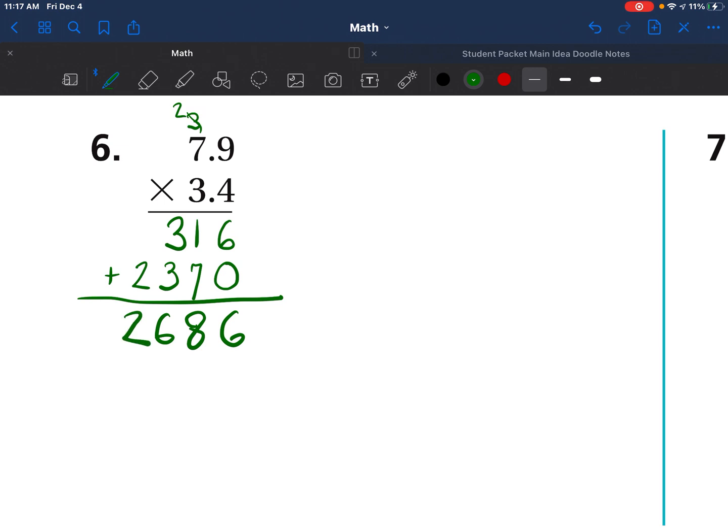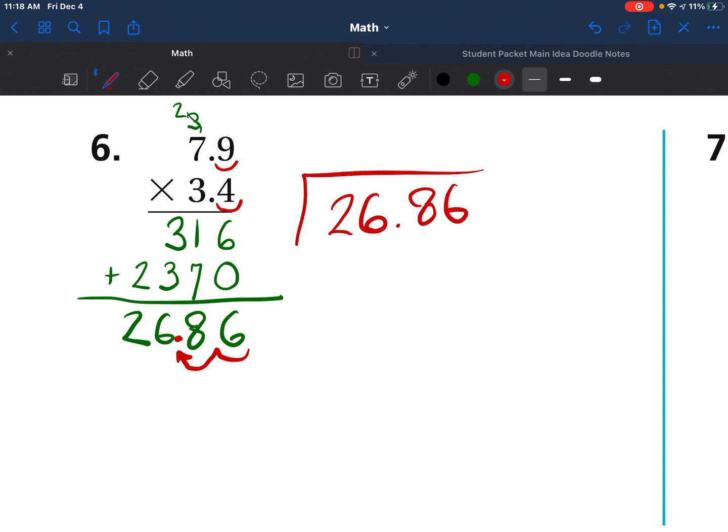Now that I have my product, I can put my decimal in. You have to count how many decimal places you have. You have 1, 2. So I'm going to move right to left, 1, 2, and place it right here. So my answer for number 6 is 26 and 86/100. The most important thing that you can remember is to place that decimal. Do not forget.